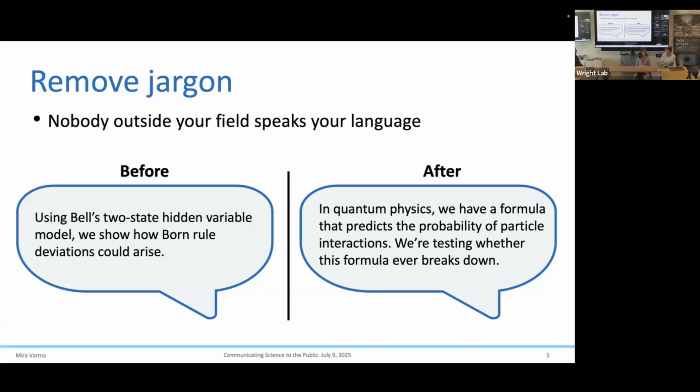But then for the after, something along the lines of, in quantum physics, we have a formula that predicts the probability of particles interacting, and we're testing if the formula breaks down. Here, this is a bit more clear just because I give context about how this is quantum physics and explain what the formula is instead of just naming it and assuming that people would understand when they wouldn't.